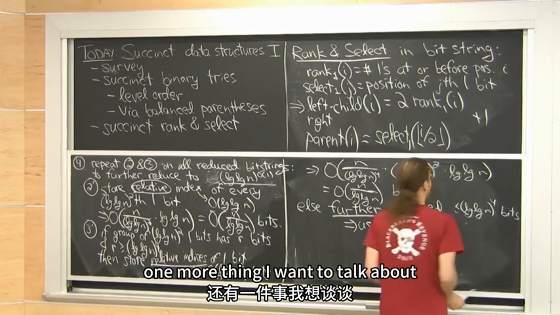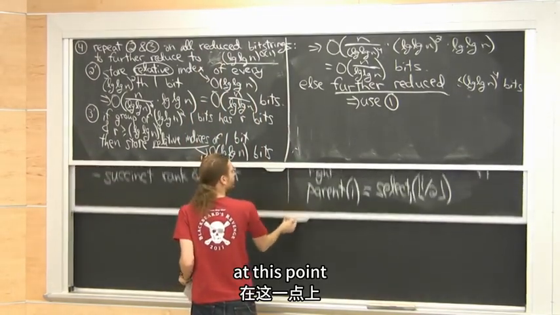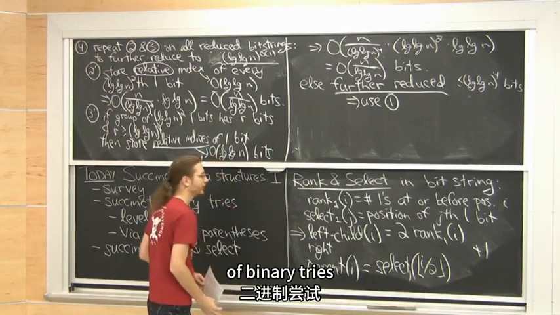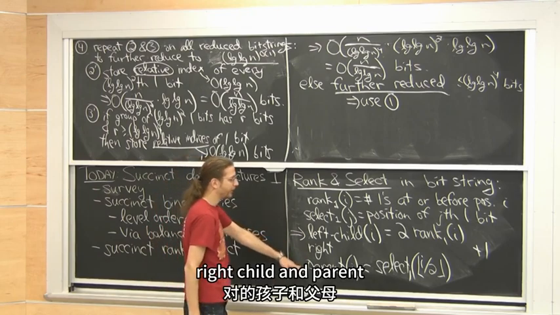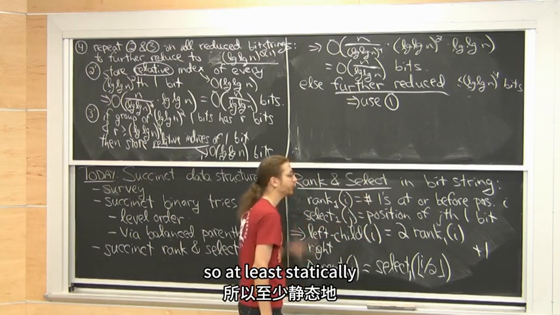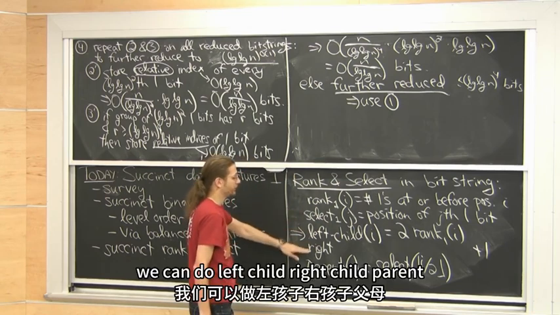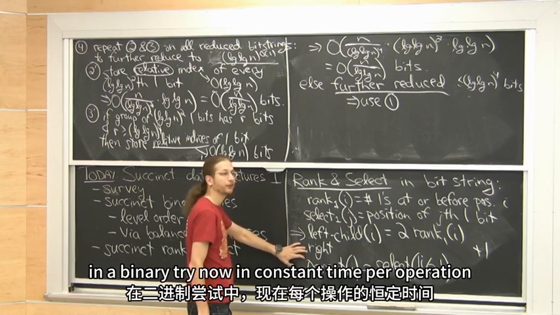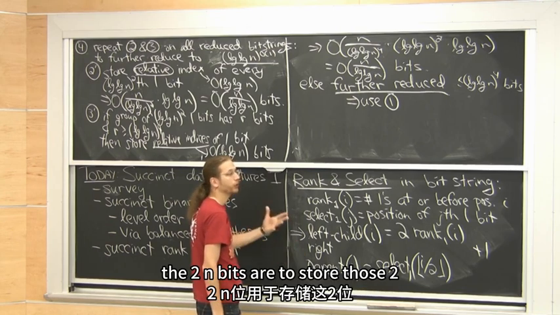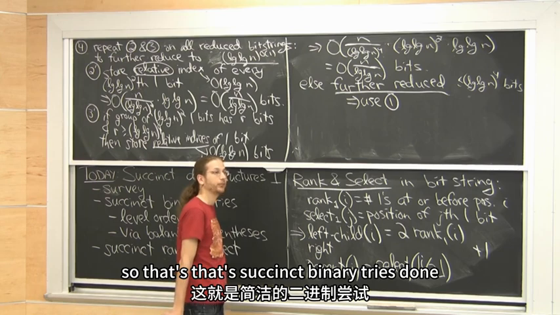One more thing I want to talk about. At this point, we just finished this level order representation of binary tries, because we already saw left child, right child, and parent reduced to rank and select. We just solved rank and select in little o of n bits. So at least statically, we can do left child, right child, parent in a binary trie now in constant time per operation, 2n plus little o of n bits of space. The 2n bits are to store those 2n bits that we wrote down before. So that's succinct binary tries.